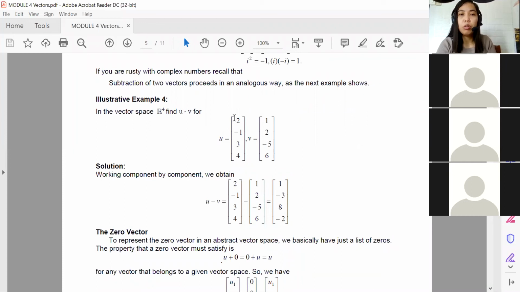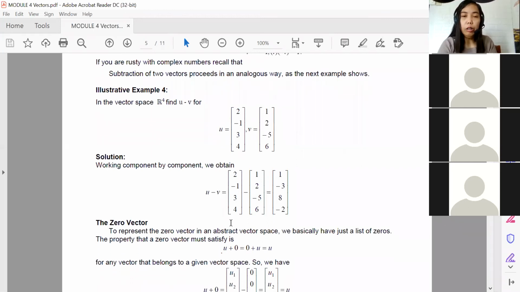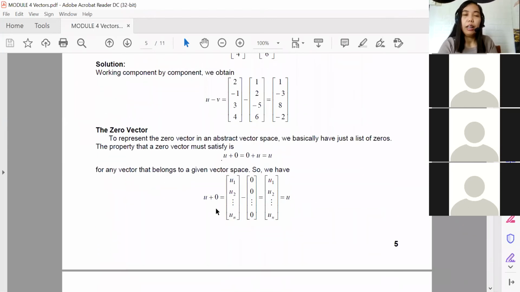So u minus v. So 2 minus 1, it's 1. Negative 1 minus 2, negative 3. 3 minus negative 5, so it becomes positive, 3 plus 5, that's 8. 4 minus 6, that's negative 2. Okay, so ganun lang. Madali lang, di ba?